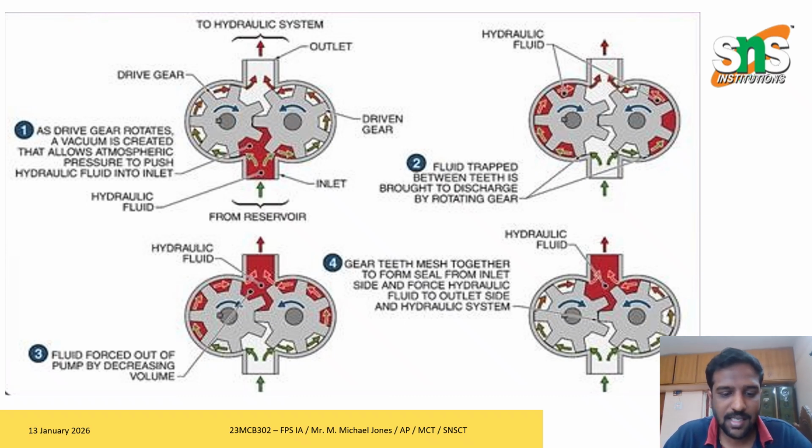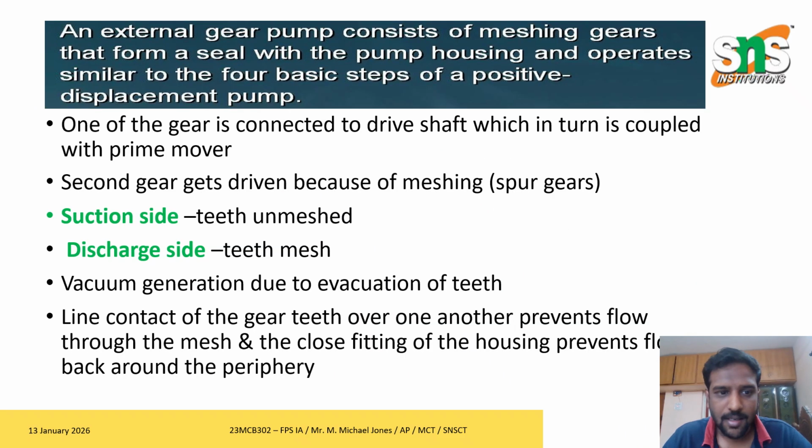On the discharge side, the gear teeth begin to mesh. When they mesh, the volume inside the casing gets reduced. As a result, we get a pressurized fluid as output. The pressurized fluid is sent through the discharge side. This is explained here.